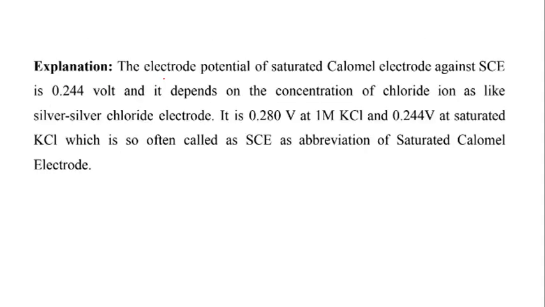So the electrode potential of the saturated calomel electrode against SHE is 0.244 volt, and it depends on the concentration of chloride ion. It is like the silver chloride electrode. Okay, so it is a calomel electrode. Calomel means what?